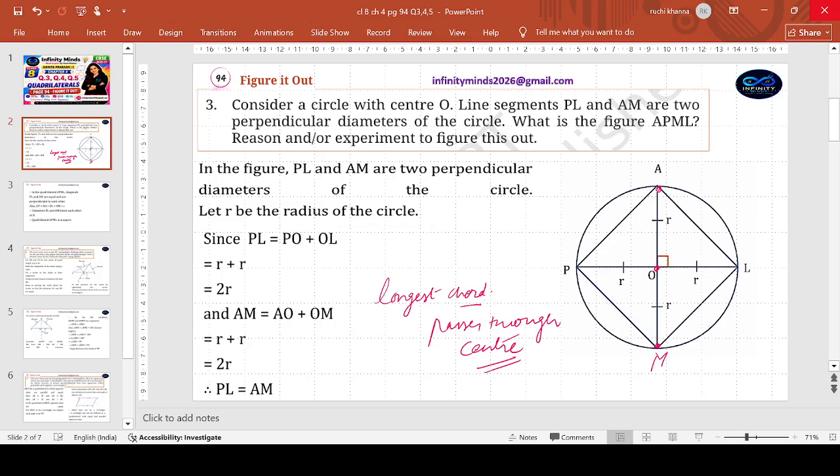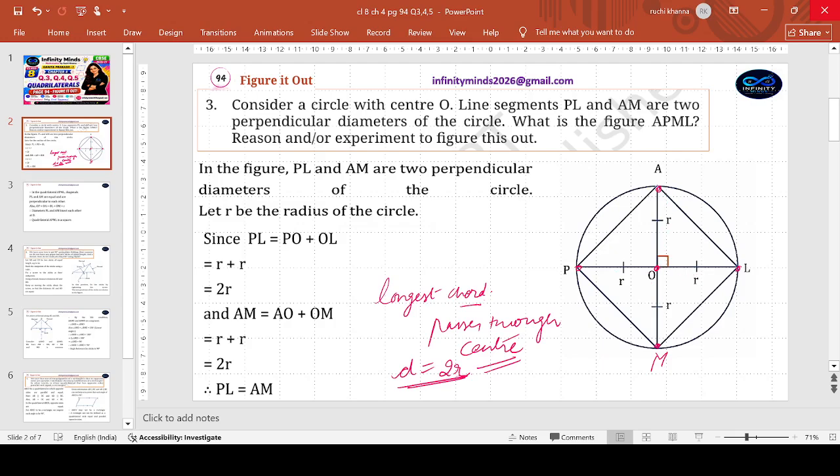A line segment that has its endpoints lying on the boundary of the circle, but passes in such a way that it passes through the center of the circle. PL is also a segment having its endpoints on the circumference, and AM is also a segment with endpoints on the circumference, and they are passing through the center. A diameter of a circle is twice the radius. What radius have you chosen? Twice of that will always come out to be the diameter.